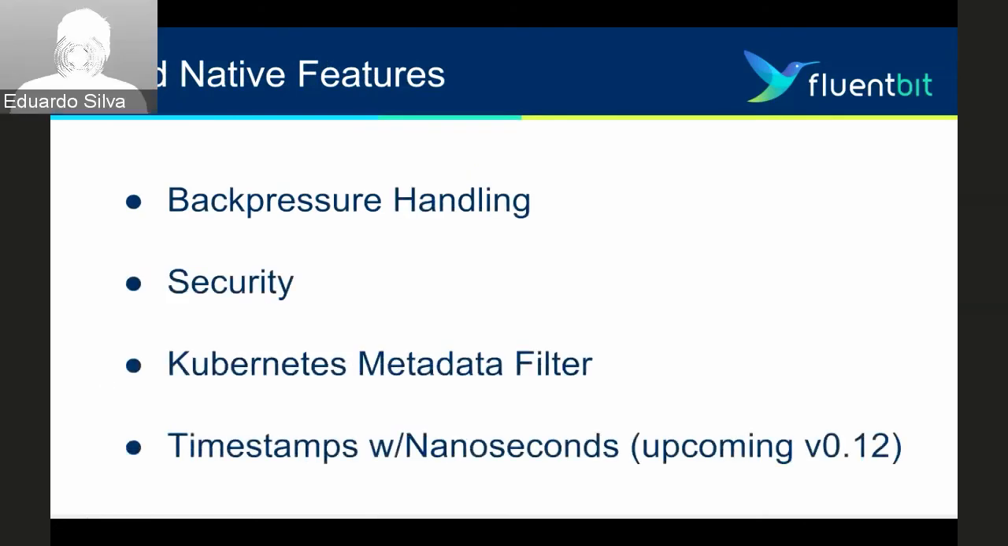So Fluentd handles back pressure, it has built-in security features, and it has its own filter to gather Kubernetes metadata. We are now at version 0.11, and Fluentd will turn 2 years old in July. The next version, 0.12, will support timestamps with nanoseconds, meaning fractional seconds in nanosecond units. Sometimes you have different logs generated multiple times within the same second, and you would like to have some granularity over that timestamp. So Fluentd will also support that.